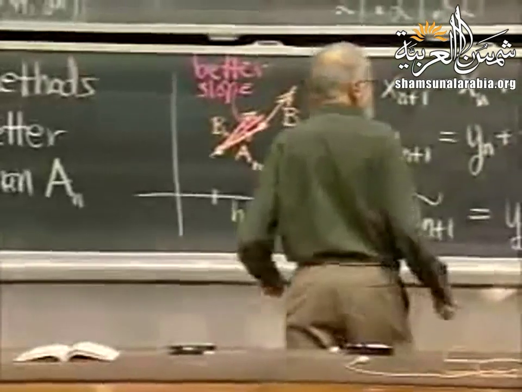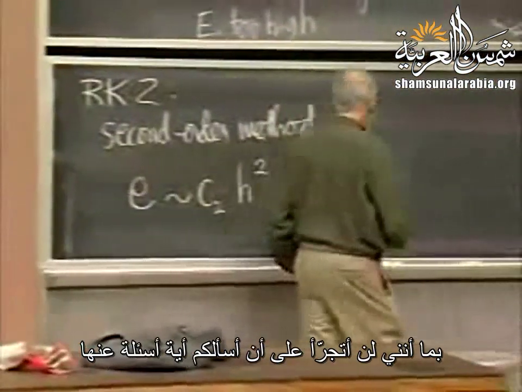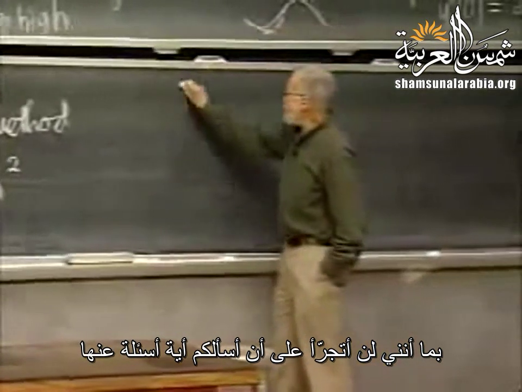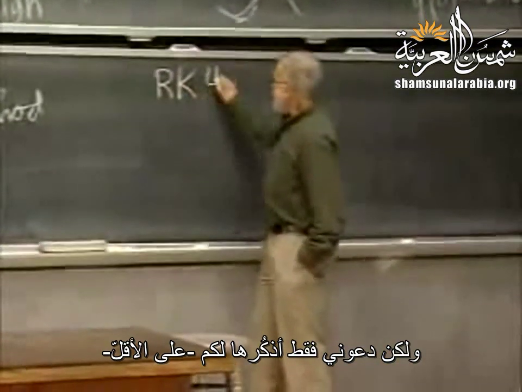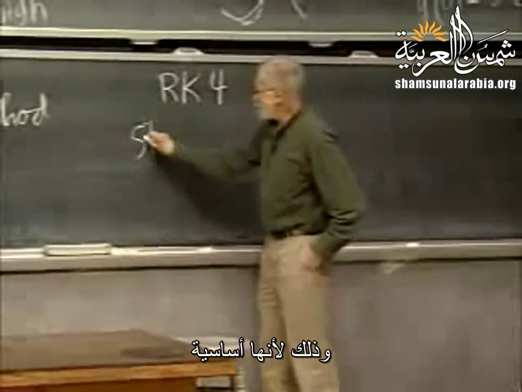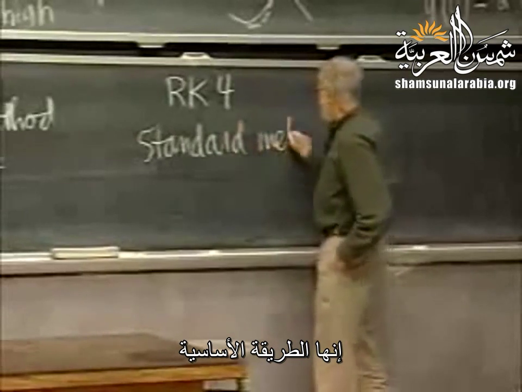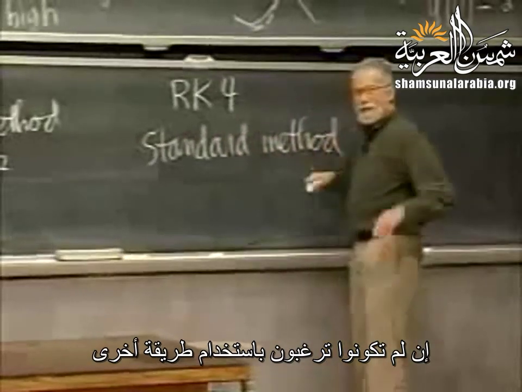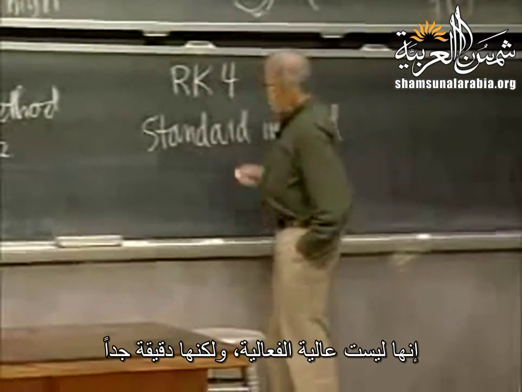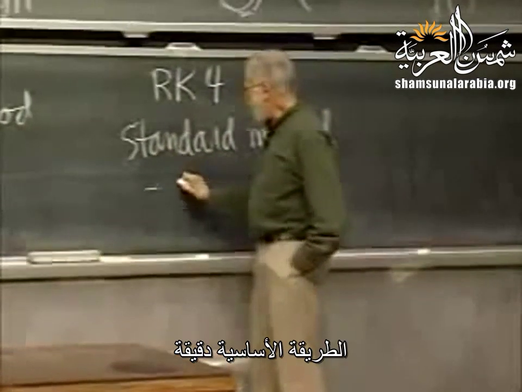Now, there is an RK4. I think I'll skip that since I wouldn't dare to ask you any questions about it, but I just mention it at least because it's the standard. It uses four evaluations. It's the standard method if you don't want to do anything fancier. It's rather inefficient, but it's very accurate. Standard method, accurate.